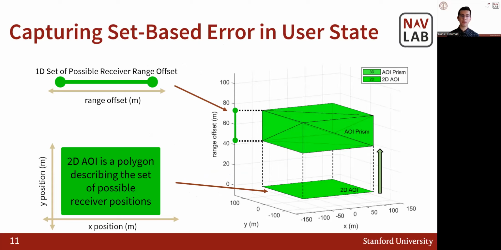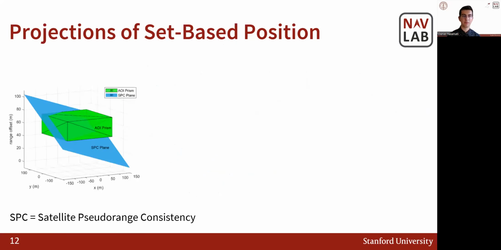So in the 2D position space, we have some polygon that they might be in, some set-based representation. We also have an interval in the range offset, which captures the possible errors in the range offset. So this is shown as this green interval. To combine this information, we simply have to take a Cartesian product of the two to form this area of interest prism, which basically says all the possible user states that we could be in given this error.